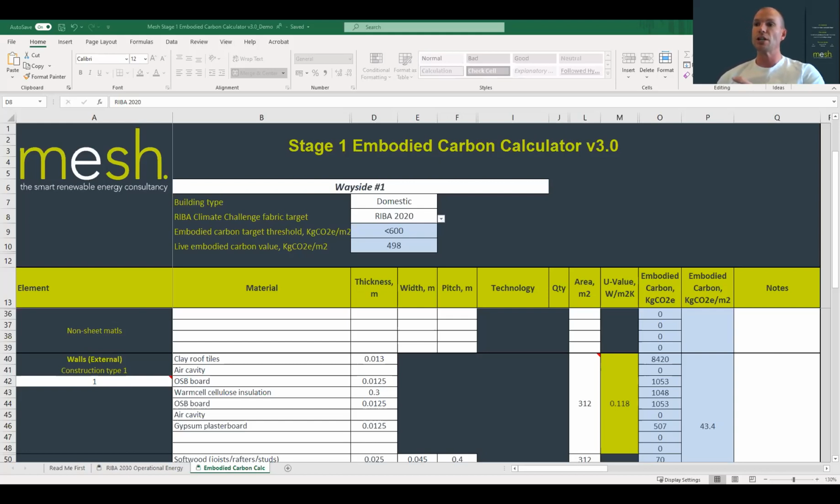One of the biggest changes is a rebrand. Our company has gone through a rebrand, and so the calculator's been rebranded as well. But this is a free tool.